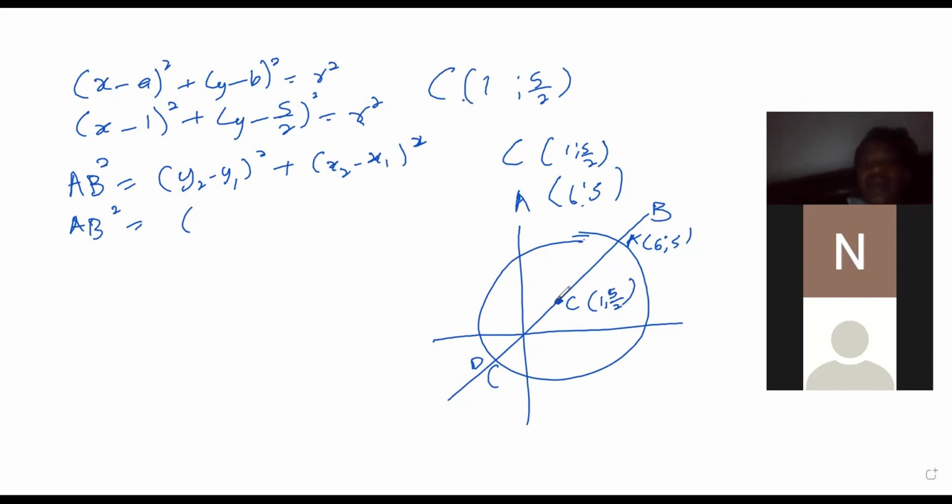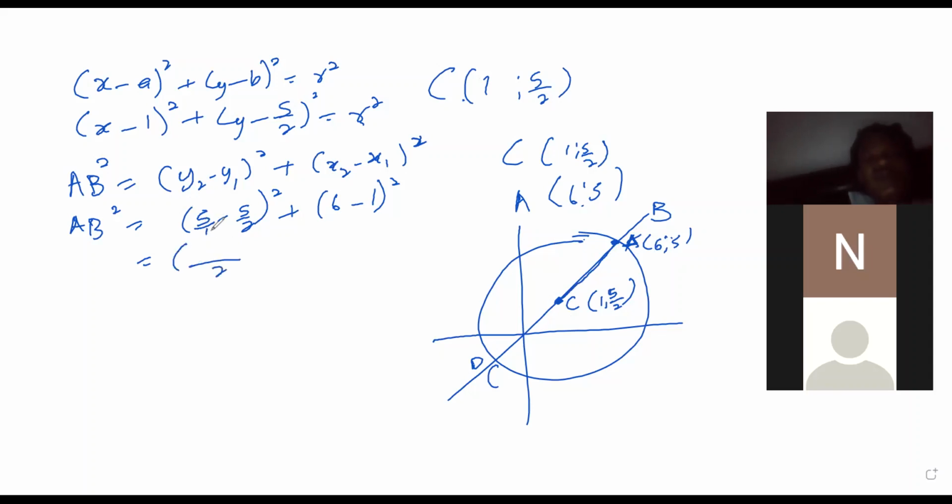Okay, so we want R. R can be AC, which is this, or CD. So I'm using AC. Let's just say Y2 is A. So we have 5 minus 5 over 2 squared plus 6 minus 1 squared. 5 minus 5 over 2, this is the same as 5 over 1.